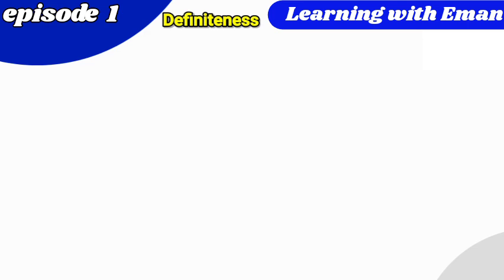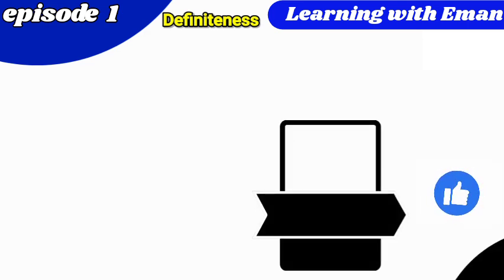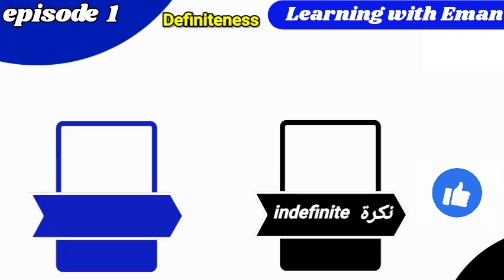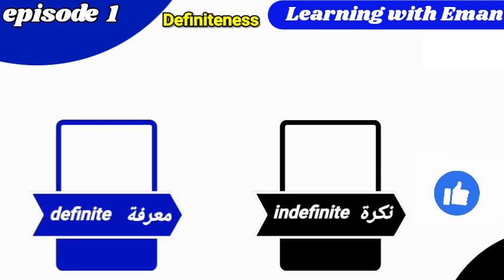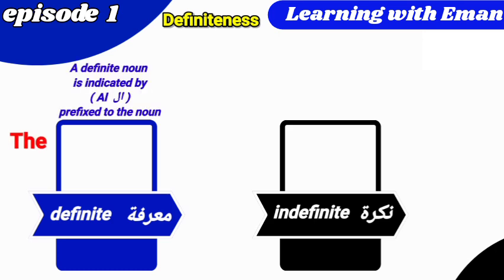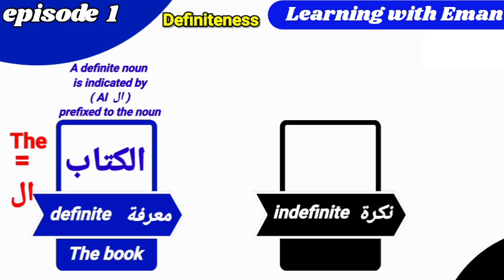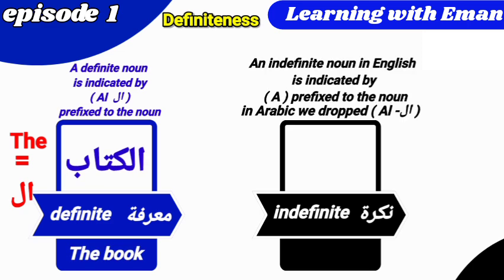Third is definiteness. Like English, Arabic nouns can be indefinite, نكرة, or definite, معرفة. A definite noun in English is indicated by the before the noun, while in Arabic, a definite noun is indicated by al, prefixed to the noun. For example, الكتاب, the book. An indefinite noun in English is indicated by a before nouns, like a book. In Arabic, we drop the al prefix from the noun, so الكتاب becomes كتاب.